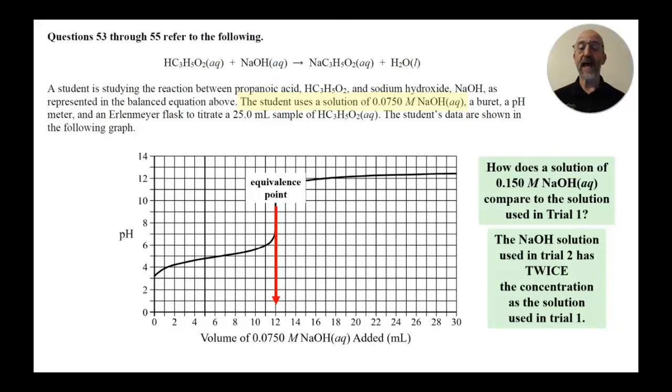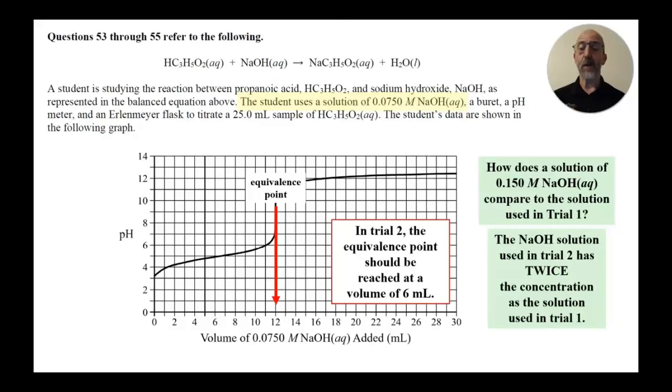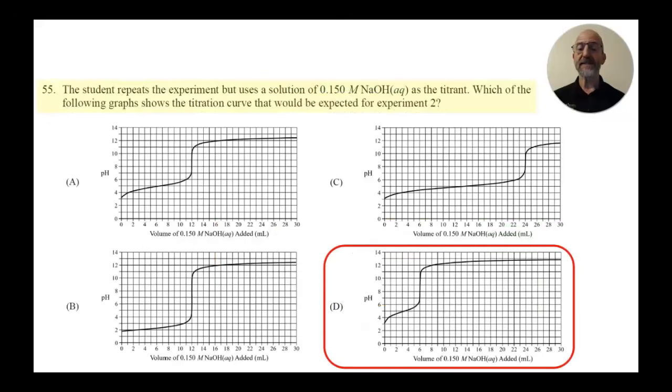If we use a solution of sodium hydroxide that is twice as concentrated, then we will need half the volume. So in trial 2, the equivalence point should be reached at a volume of 6 milliliters, and therefore the correct answer to question 55 would be choice D. Looking at choice D, I see an equivalence point at 6 milliliters.